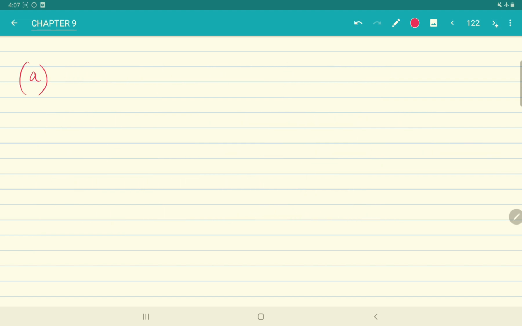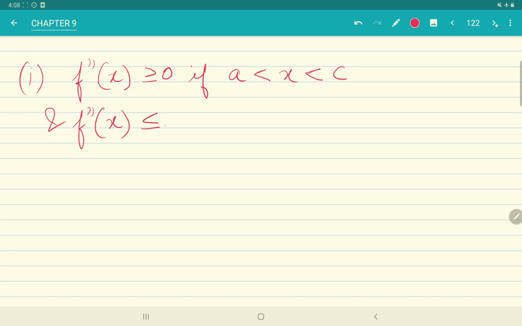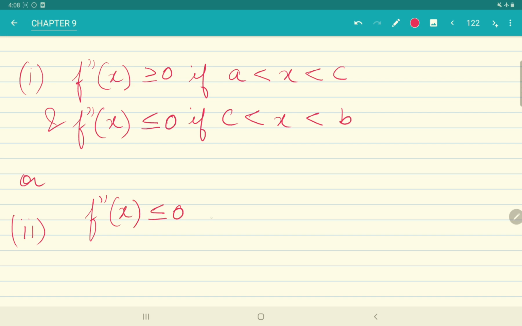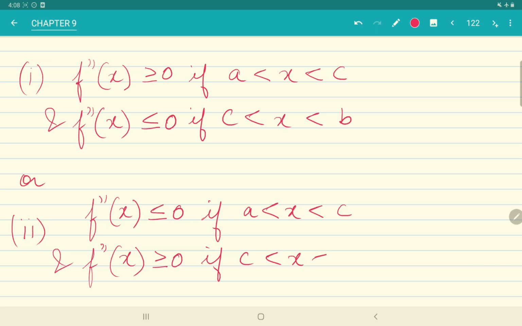The first condition is f double prime x is greater than or equal to 0 if a is less than x less than c, and f double prime x is less than or equal to 0 if c is less than x less than b. Either this holds or this, wherein now we just reverse things: f double prime x is less than or equal to 0 if a is less than x less than c, and f double prime x is greater than or equal to 0 if c is less than x less than b.